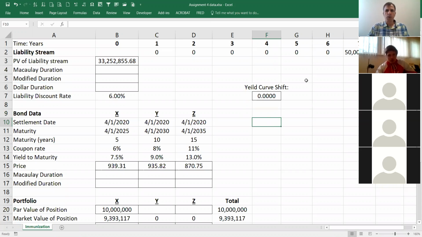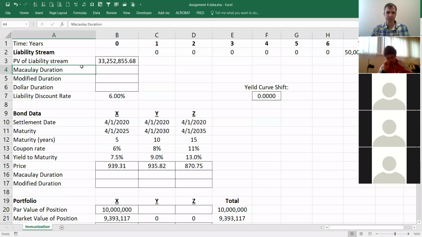Okay, great. Any other questions on the assignment? Yeah, I had a question. I don't know if I missed the answer to it. For 8, when you were mentioning the yield curve shift, the 7%, I'm not sure where to apply it. Am I changing the yield curve shift, or am I changing the liability discount rate?